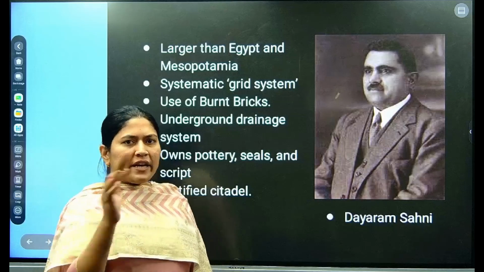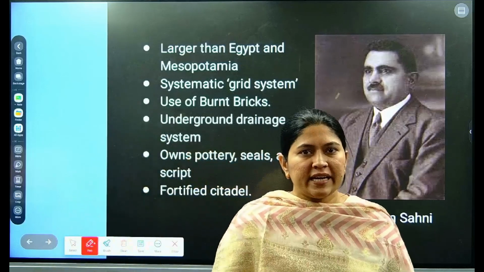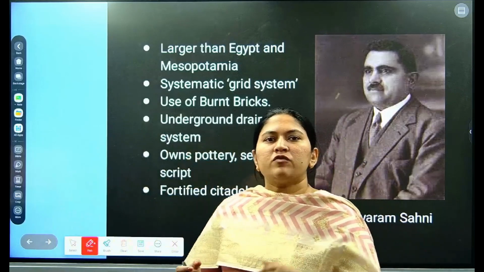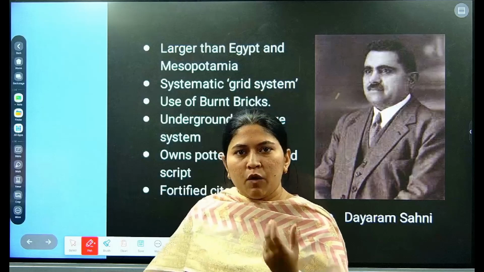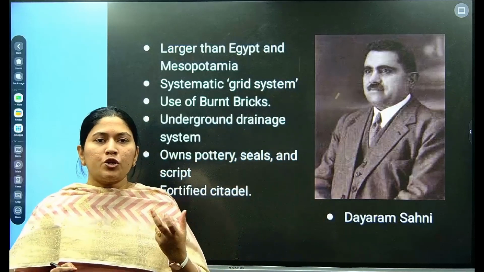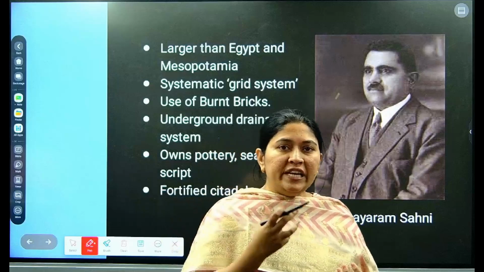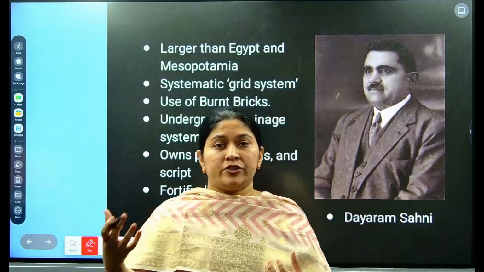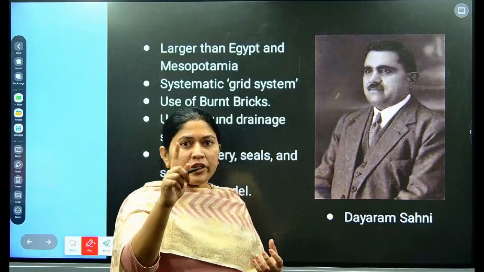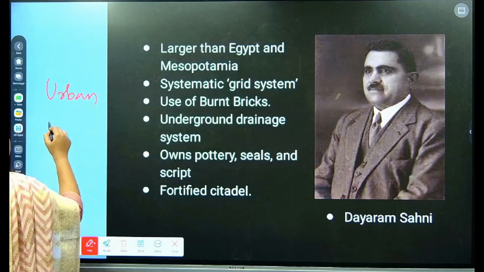Now, not all sites were excavated by Dayaram Sahni. Most of the sites he excavated, and he found some evidence of coins, potteries and inscriptions, through which he got to know that there was some civilization which lived an urban culture. I'm using the word urban culture.